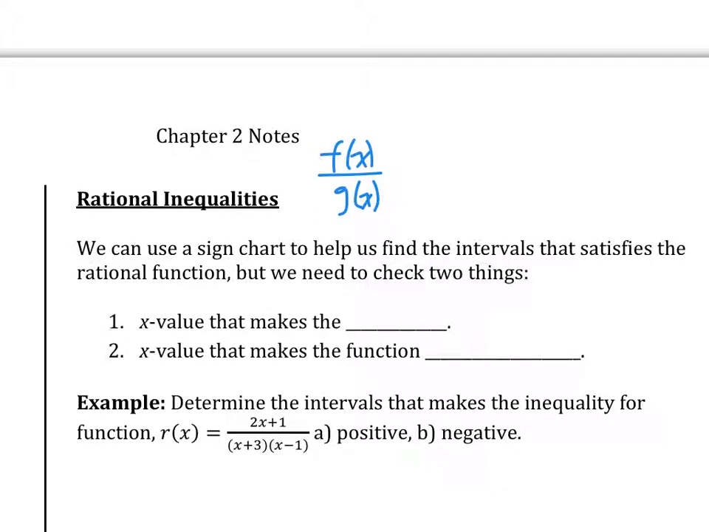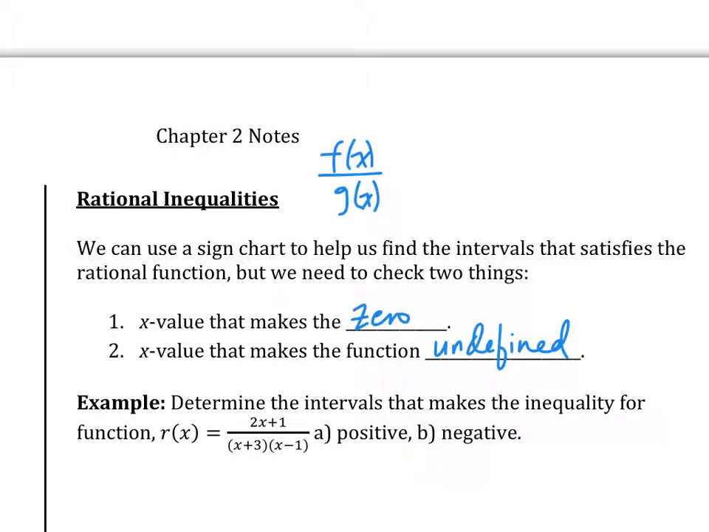When we have a rational inequality, so you have something over something where both of them have x, on the sign chart, we still have to create a sign chart, but this time we need to put in x values that make this function 0. And then we have to put in x values that make the function undefined. Okay, so let's talk about this a little bit.